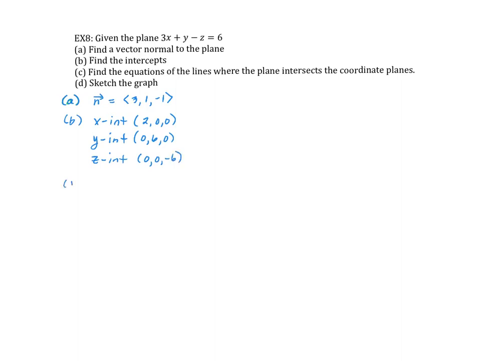C. Find the equations of the lines where the plane intersects the coordinate planes. Okay, so the xy plane, that would be where z is equal to 0. If we set z equal to 0, the resulting line is a line in the xy plane. So that would just be 3x plus y equal to 6. And that's all we have to do.